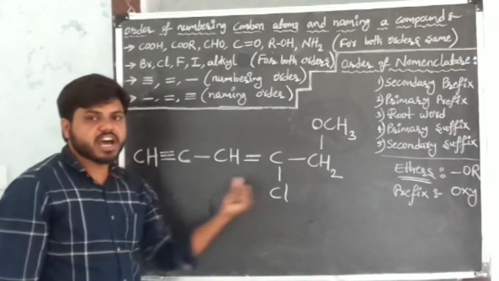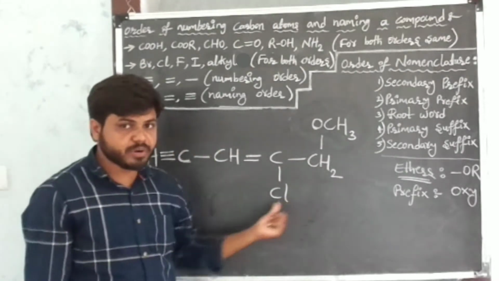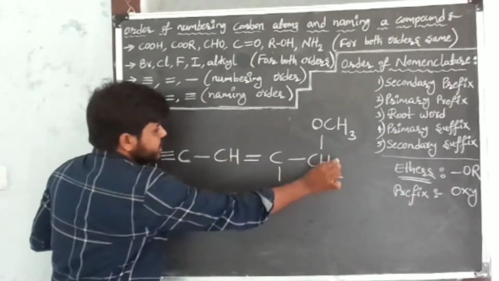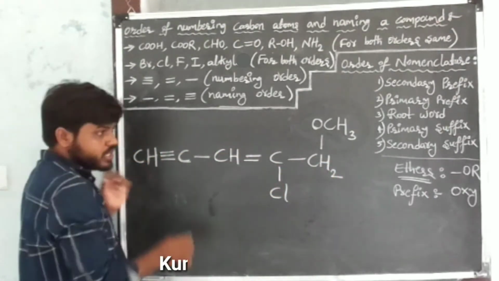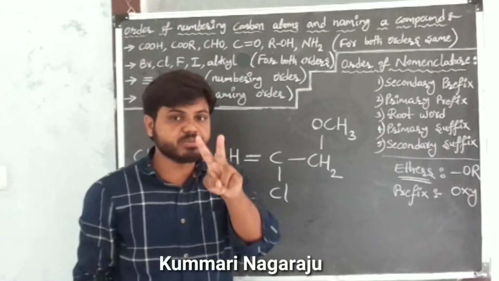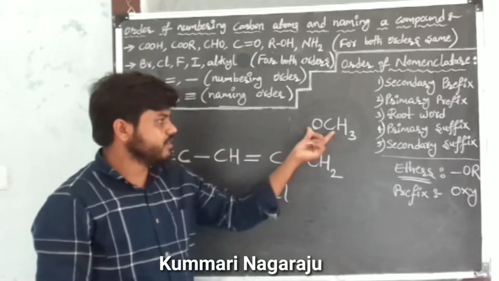This is the given carbon compound. This is the principal chain of the carbon compound. In the given carbon compound, two substituents are there. One is chlorine, another one is ether.